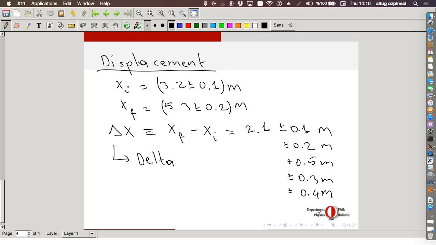Not that large. If you are really unlucky in your measurement, you will measure xf to be at its maximum value and xi to be at its minimum value. Well, it will not happen. Most probably, if you are measuring larger distances, both of your measurements will be close to the larger distance, so the error will not be actually 0.3. Again, these are just definitions. So whenever you are looking at your measurement and the error bars, you have to make sure what those error bars mean.